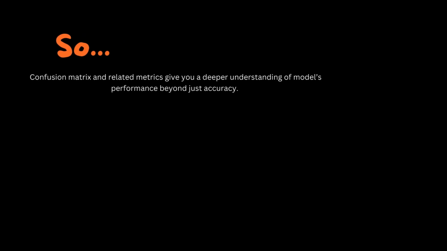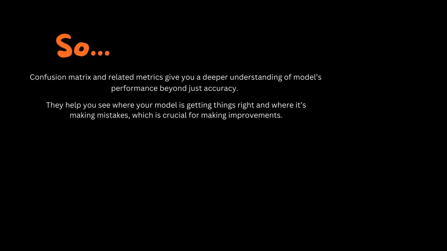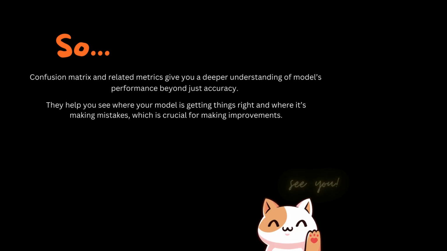The confusion matrix and related metrics give you a deeper understanding of your model's performance beyond just accuracy. They help you see where your model is getting things right and where it's making mistakes, which is crucial for making improvements. This is all for this video.